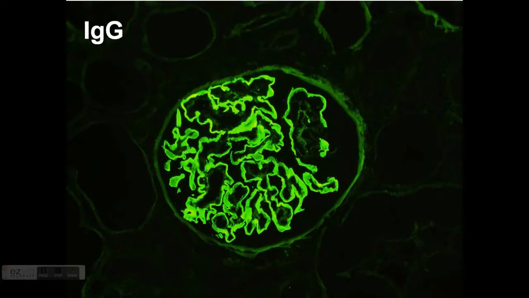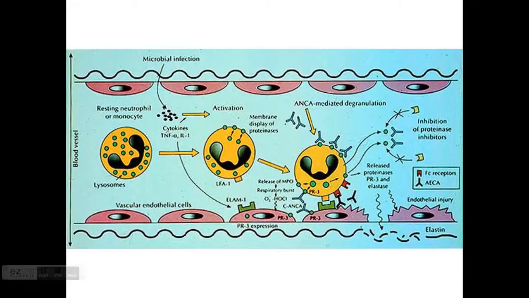And for the same reason of that distribution, you will really see no deposits by electron microscopy when you look at the glomerular basal membrane. So those deposits will not be easily visible.